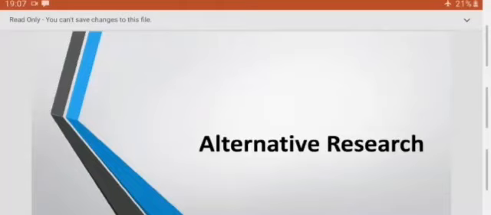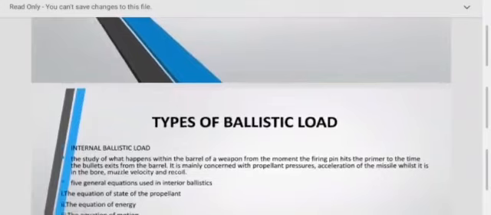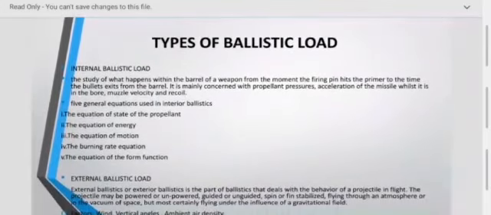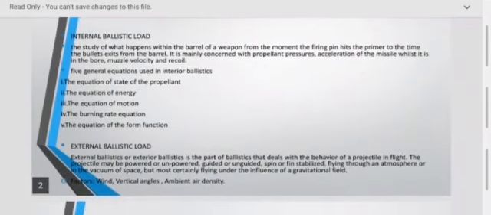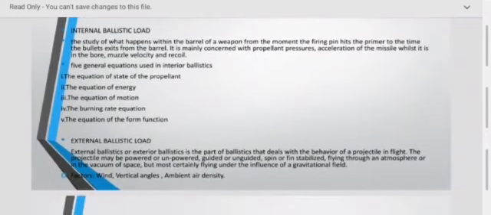My name is Nabila Shuhada binti Zain. I will present about alternative research, the types of ballistic loads. First, internal ballistic load, the study of what happens within the barrel of a weapon from the moment the firing pin hits the primer to the time the bullet exits from the barrel. It is mainly concerned with propellant pressure, acceleration of the missile while it is in the bore, muzzle velocity, and recoil.